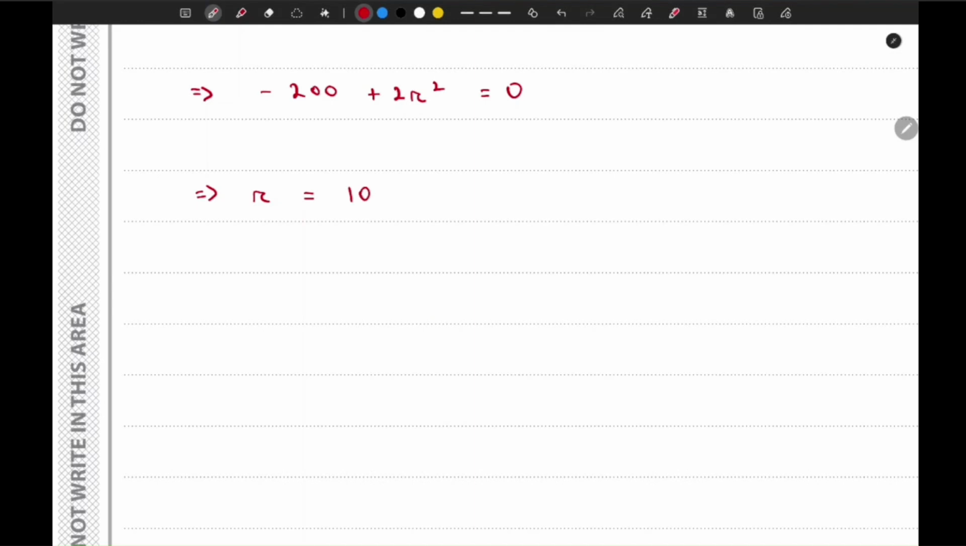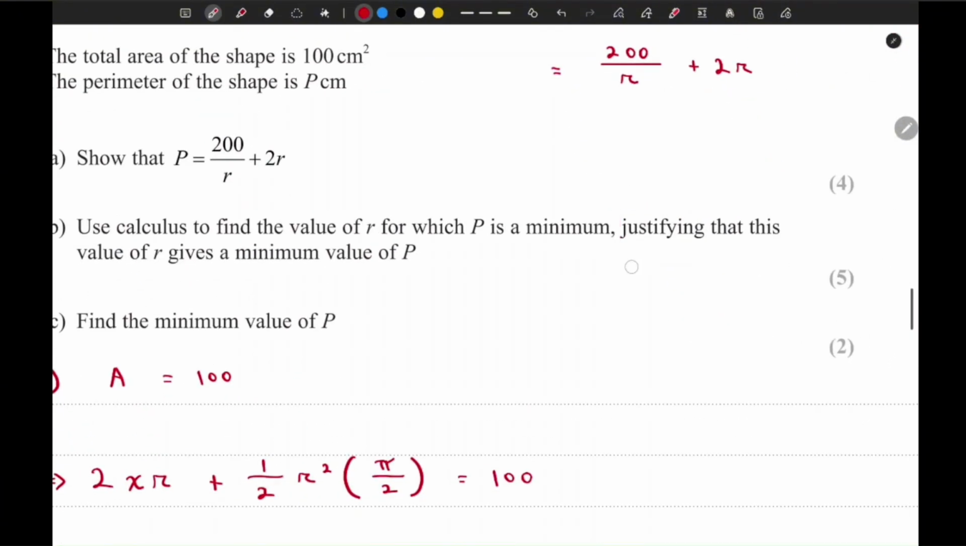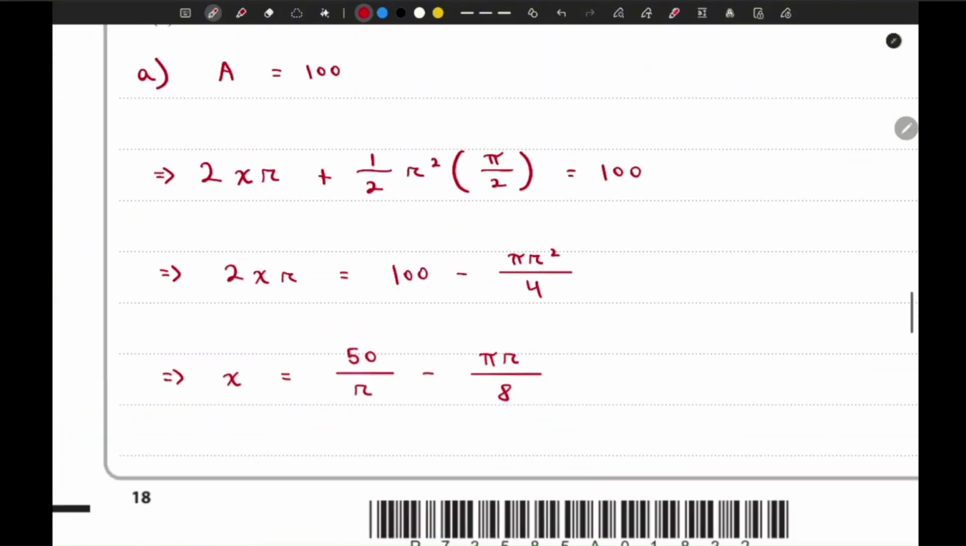So r is equal to 10. Now coming back to the previous part, we need to justify that this value of r gives a minimum value of p. So basically we need to prove that this is a minimum value. In order to prove that, we need to differentiate this equation again.